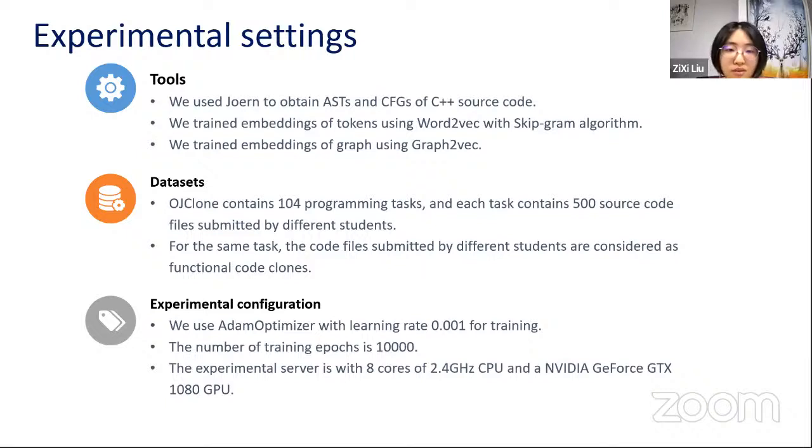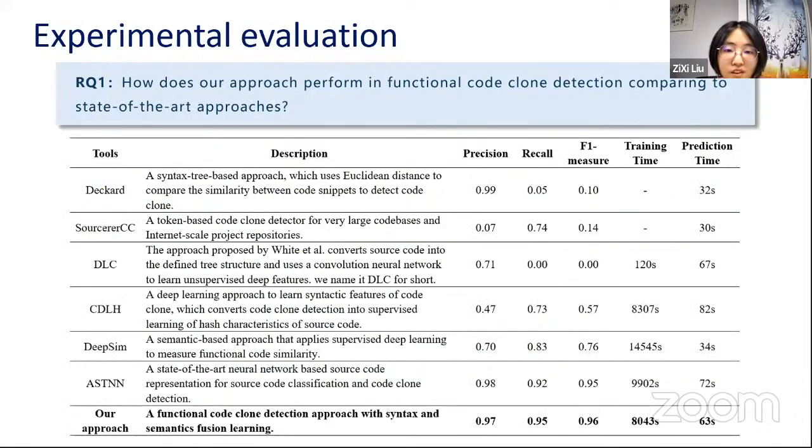compare with our tools. The first research question is: how does our approach perform in functional code clone detection compared to the state-of-the-art approaches? We compared as many existing clone detection tools as possible, mainly in terms of accuracy, recall, and F1 score. In addition, we also compared the training time and the prediction time of each method. The results are shown in the table.